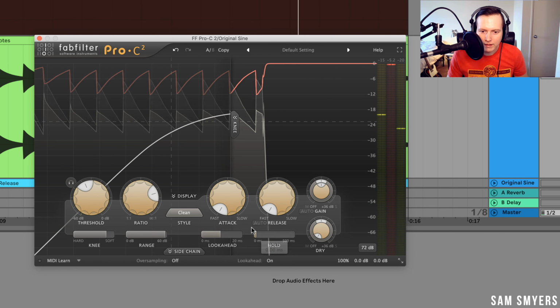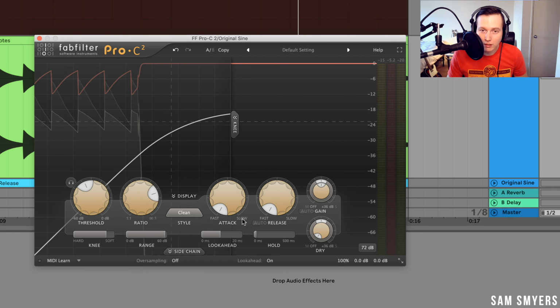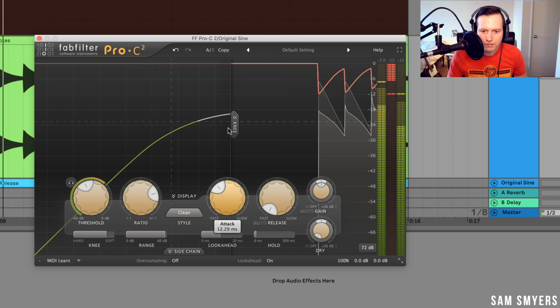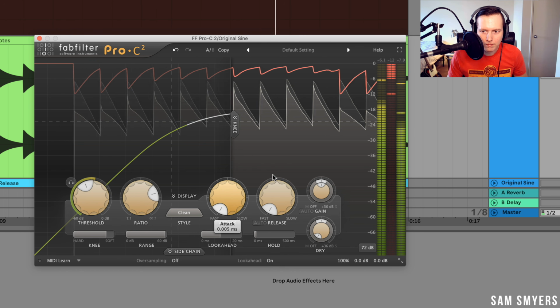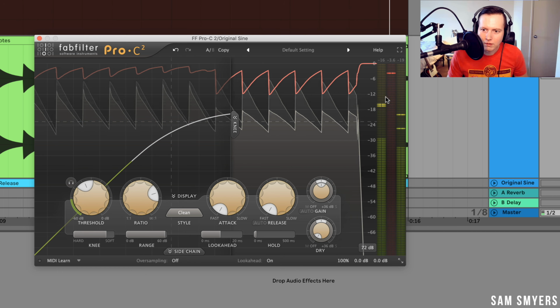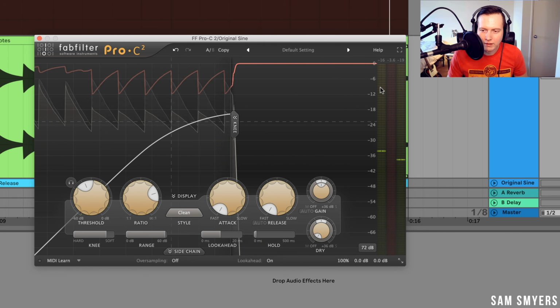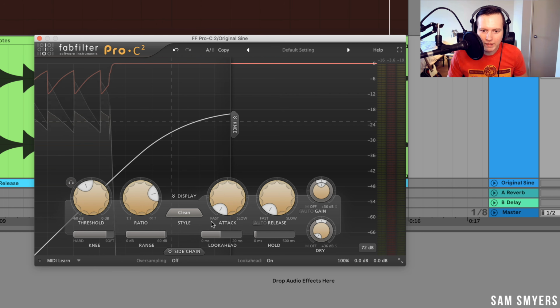We can hear with the attack that making the attack slower allows a little bit more of the transient to come through. So we hear a little bit of a clicking sound in the beginning of each of those notes. And then when we make the attack faster, it takes off that clicking sound. We also see on this meter, there's more gain reduction being applied when we have a fast attack because there is more gain at the beginning of each of these notes.